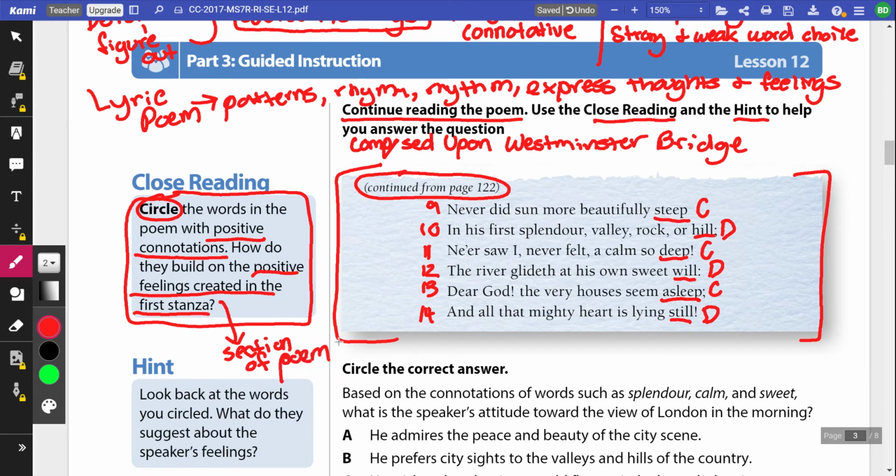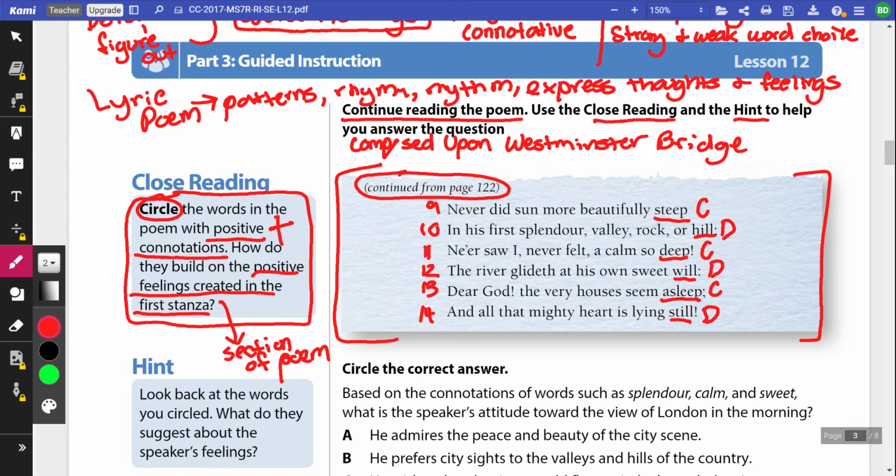Okay, so just as a refresher, we are going to read this again, and this time we are going to circle words that have positive connotation, so that have positive feeling behind them, that make us feel good or make us have glad feelings. And then we have to think about how those words that we circled build upon the positive feelings that are created in the first stanza. So let's read through this time, and we're going to see what words you can circle, and we'll come back and do it together. So as I'm reading through the first time, circle your words, see what you can think of, and we'll come back and I'll tell you what I circled.